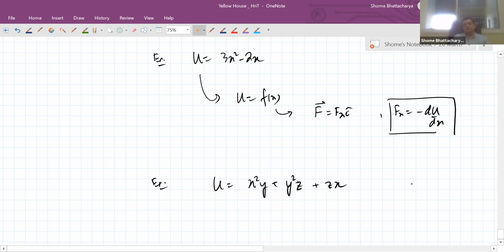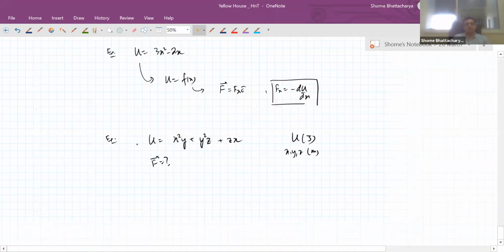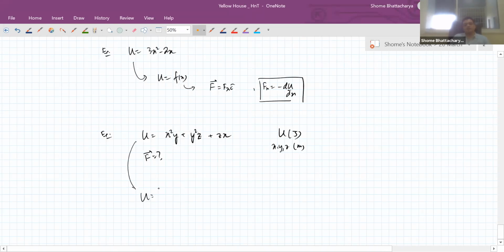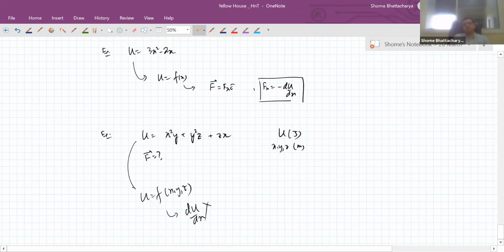Okay, where u is energy in joules and x, y, z are coordinates in meters. Now I ask you, what about the force, the internal conservative force? Immediately you can see that the potential energy is a three variable function. You can observe here that the potential energy is a function of x, y, and z. Therefore, du by dx does not make sense.